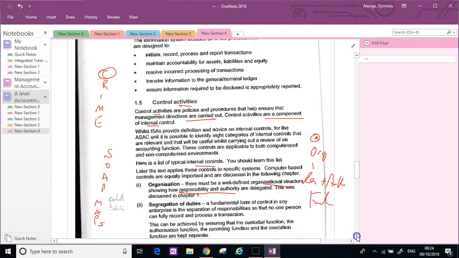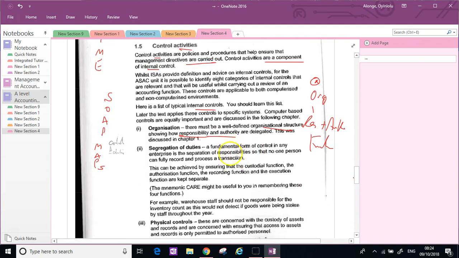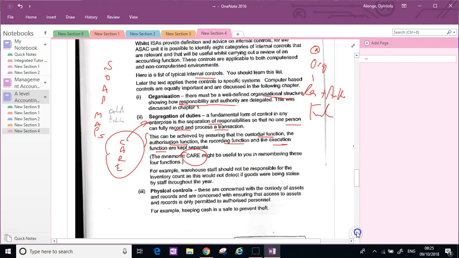Segregation of duties, we talk about this a lot. Really, it's the separation of responsibility so that no one can fully record and process a transaction, right? Yes, so this is really good here. The mnemonic CARE. I mean, this is the point about watching these videos. You tend to remember things. If you can write this down: segregation of duties can be achieved by ensuring custodial function, authorization, recording, and the execution function are kept separate. So CARE. You can think of that CARE within the segregation of duties. Try and remember that. Try and practice that so you can write about it.